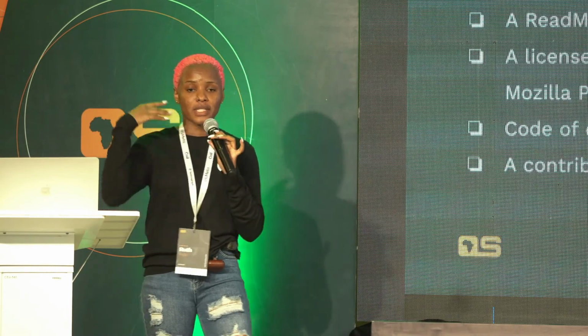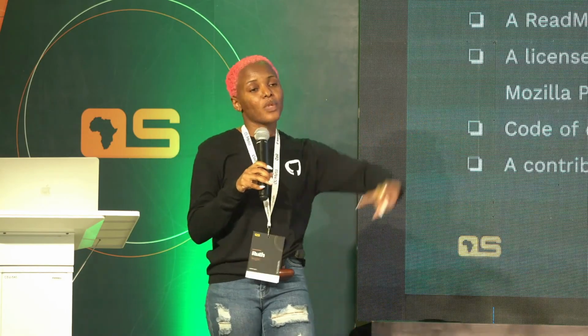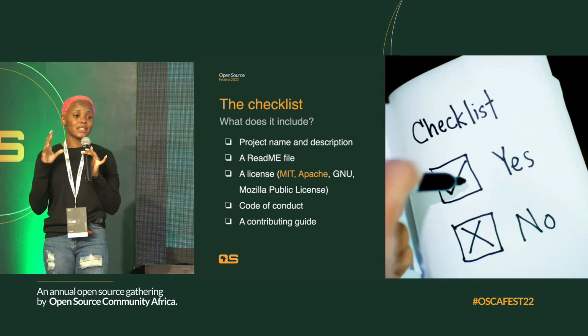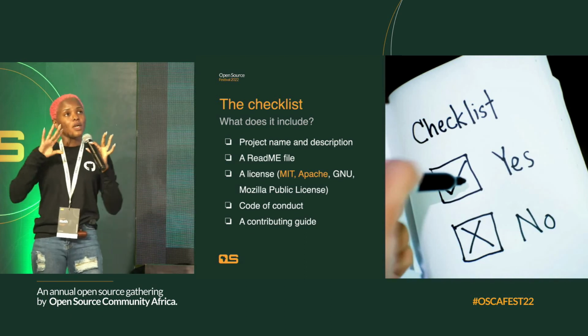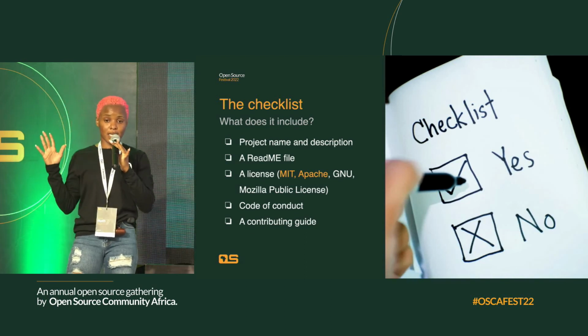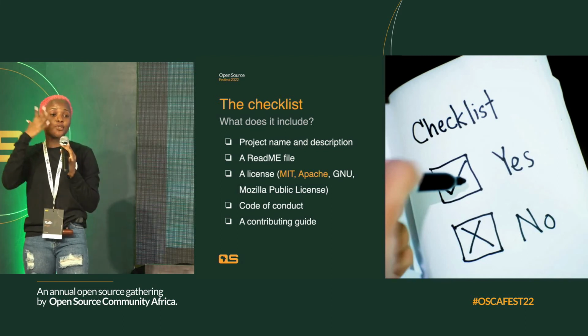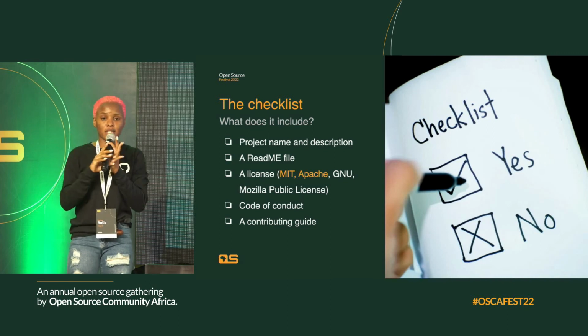Now, when you do creative work, you have copyright access to it, right? It's your creative work, so you are the owner of it, basically. And licensing open source allows you to maintain that status. Now, there are two distinct licenses. All these licenses help you tell what a user can use that project for or not.